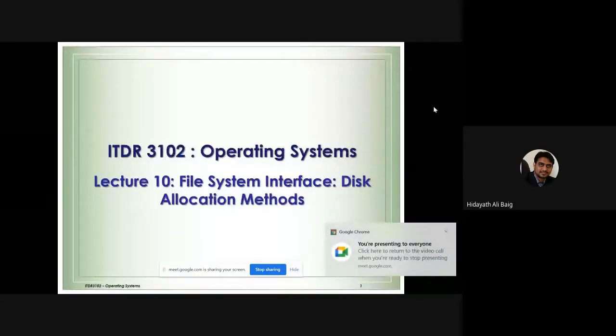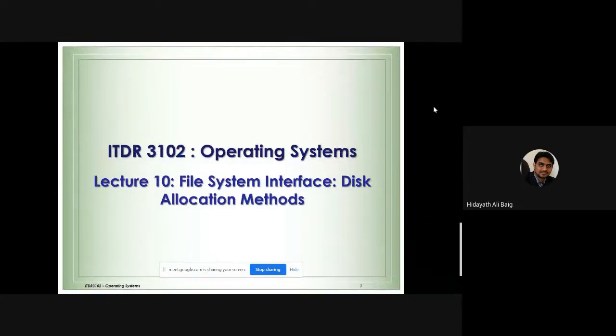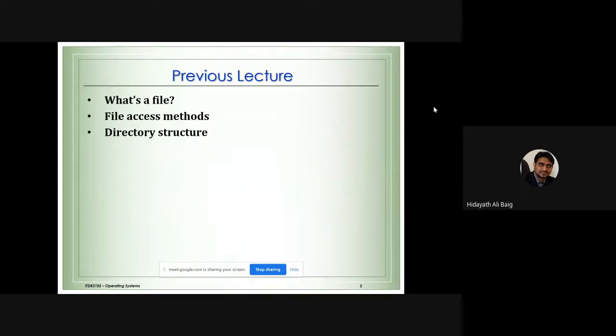Okay. So in the last class, we discussed the concept of files. Part of the lecture was easy because we use files every day. We are familiar with the concept of files, file types, and attributes of the file. The only thing is we had to know the technical details of how the operating system handles the files. So as part of that, we discussed what a file is and the file access methods.